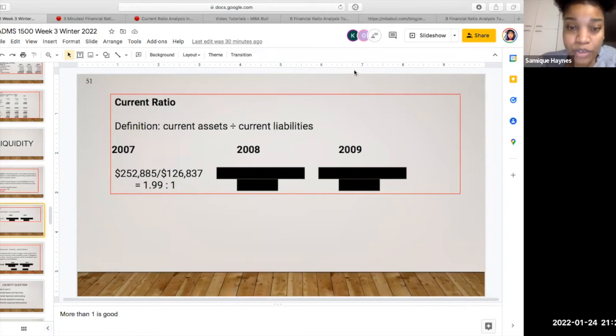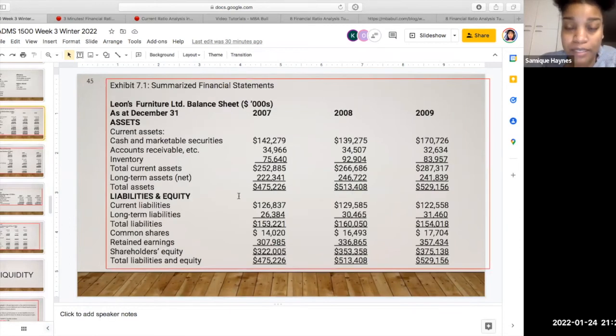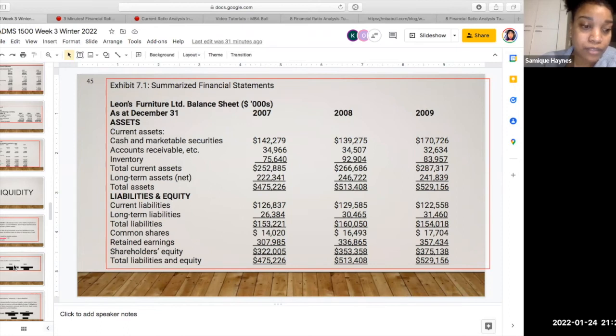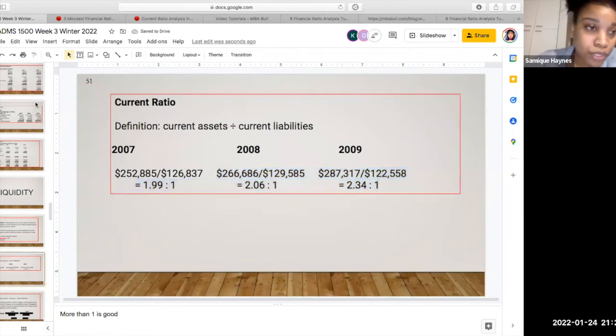Okay, so can you go ahead and calculate it for 2008 and for 2009? Current assets divided by current liabilities. 2008 and 2009, what did you get? Put your answers in the chat when you're done. 1.07, okay, 1.07, all right. And for 2009, all right, so let's see if what we got was correct. Okay, so did anybody get 2.06?